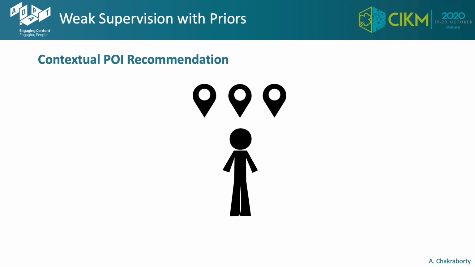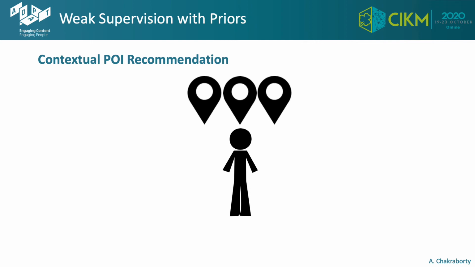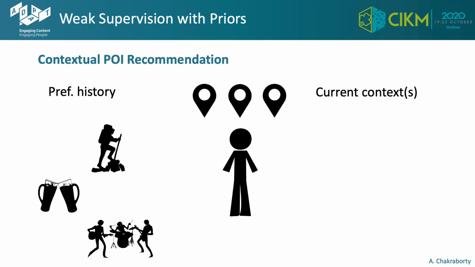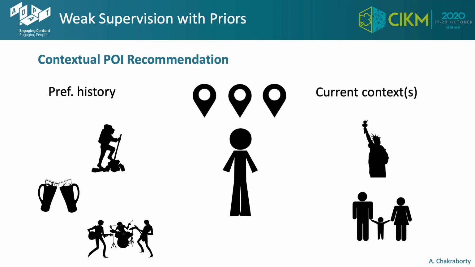In an IR-based contextual POI recommendation framework, a system needs to recommend a set of relevant POIs to a user based on the user's preference history and the current contextual constraints, such as the current location, trip type, accompanied by, such as whether the user is alone on a business trip or on holidays with family, etc.